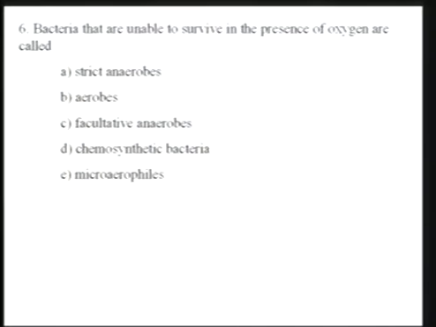So now you see why I did 7 before 6. Question 6 asks what you call bacteria that can't survive in the presence of oxygen. Okay, you know they're going to be anaerobes of some sort because they're without oxygen. But what kind of anaerobes are they?